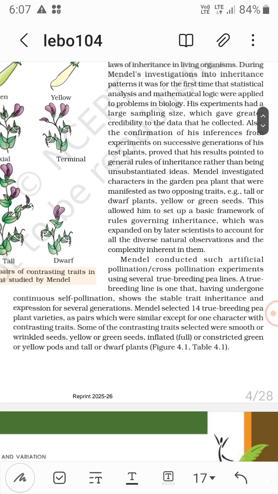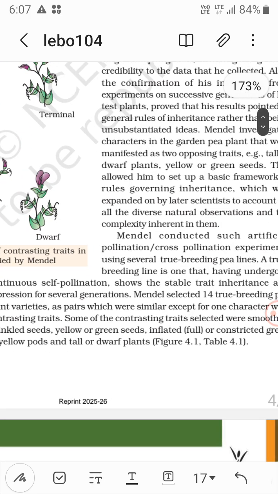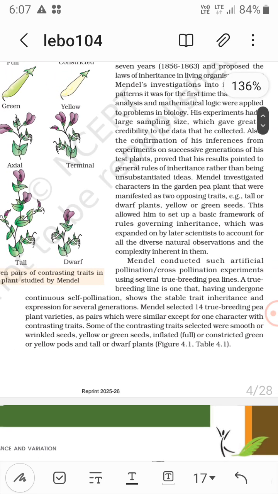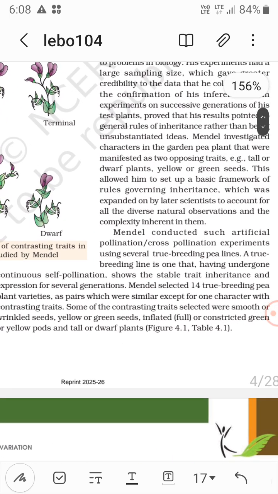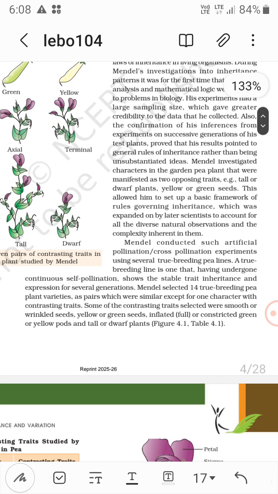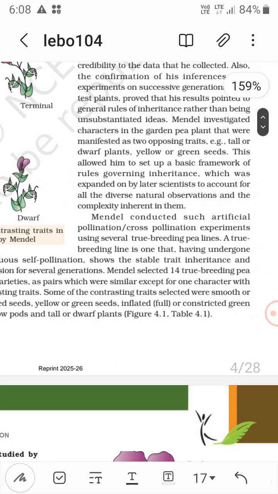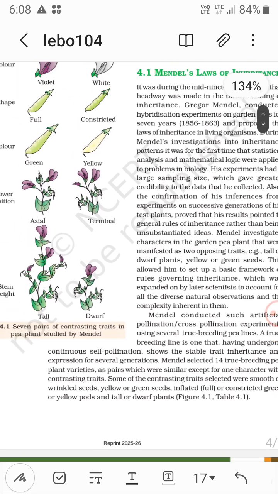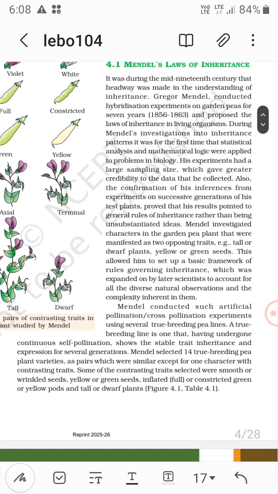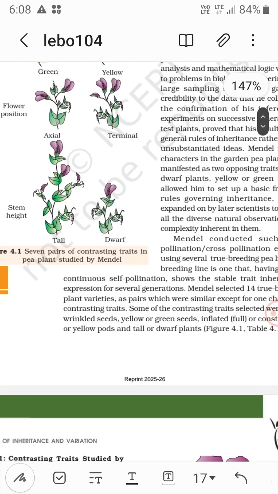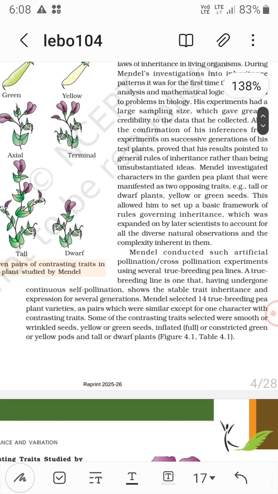Mendel selected 40 true-breeding pea plant varieties as pairs which were similar except for one character with contrasting traits. Some of the contrasting traits selected were smooth or wrinkled seeds, yellow or green seeds, inflated (that is, full) or constricted pods. Constricted is the recessive trait, and full, that is inflated, is the dominant trait. And then yellow or green pods, and tall or dwarf plants.